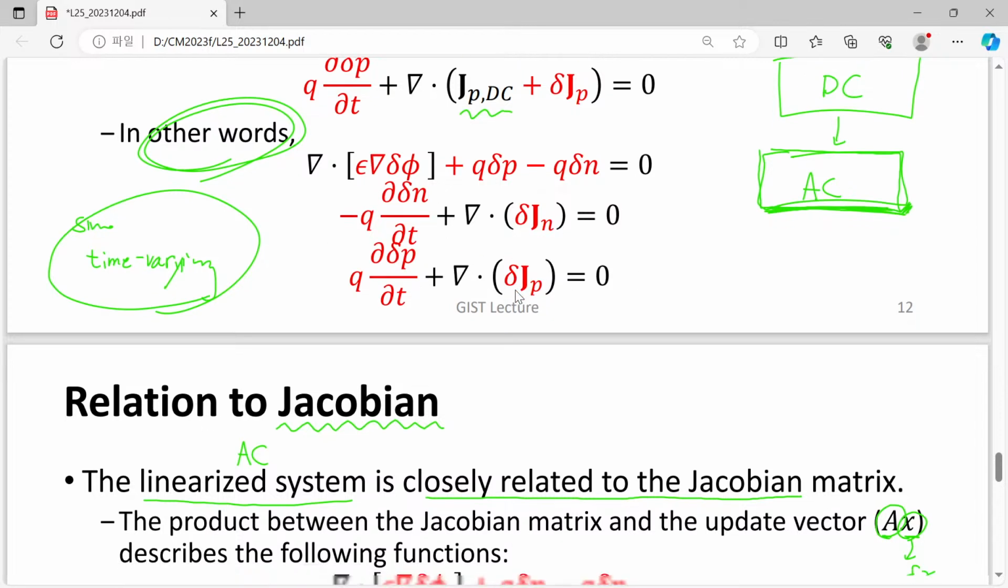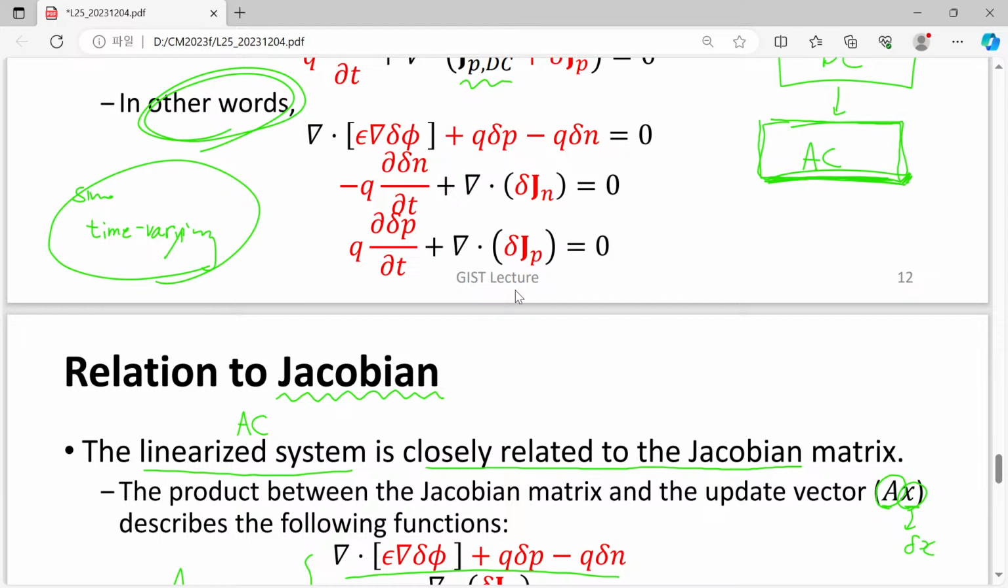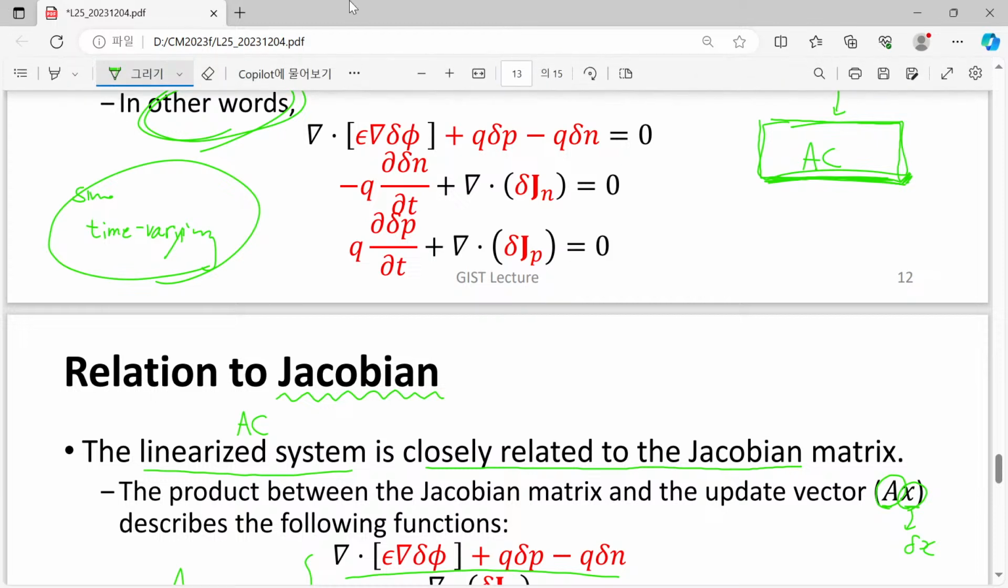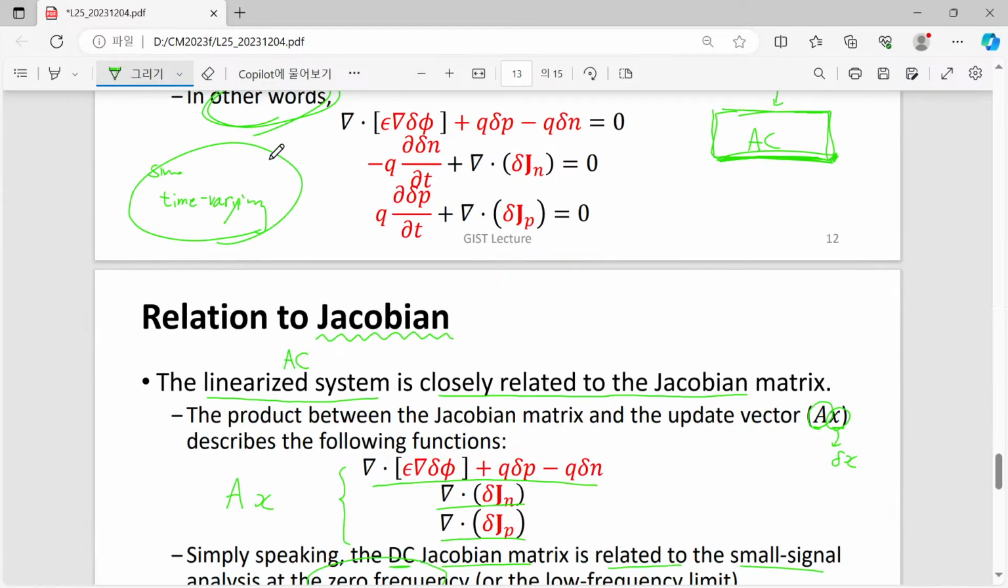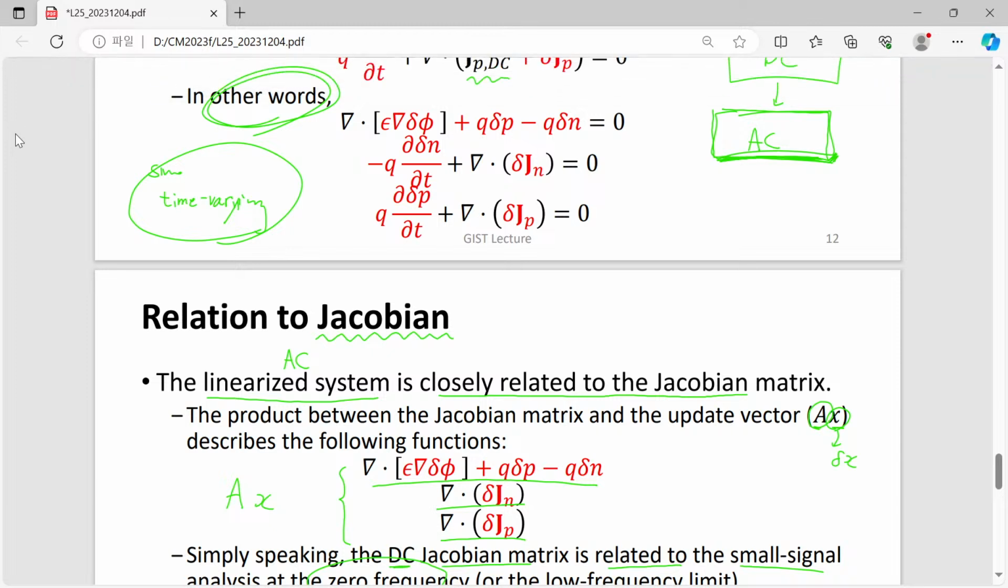So please try to make a comparison. I will just zoom out for better comparison. Please try to make a comparison between our AC system shown here and our DC Jacobian system. What is the difference between them?